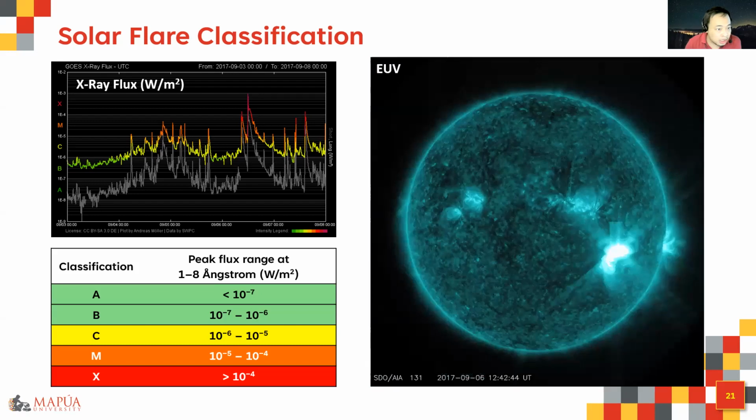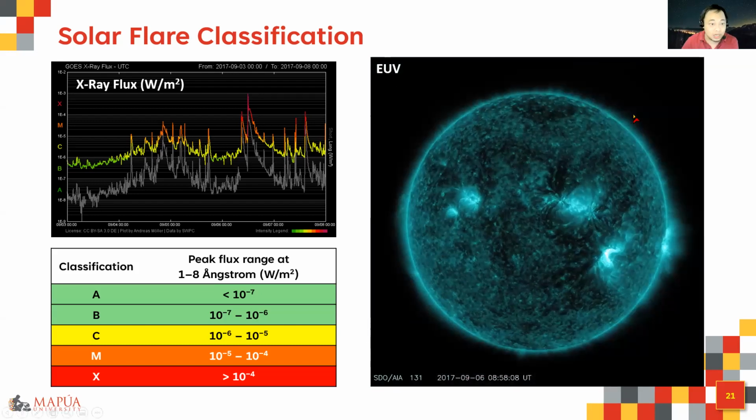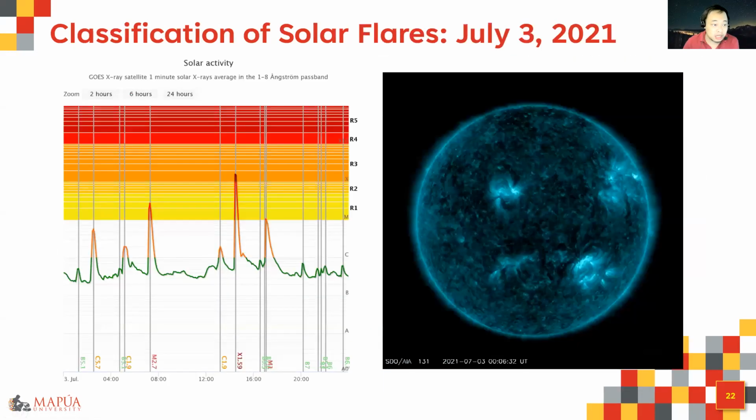Okay. So let's have another solar flare event. Let's try to look at the July 3 solar flare event in 2021. This year, a few months ago. During this day there were 1, 2, 3, 4 major flares that happened.